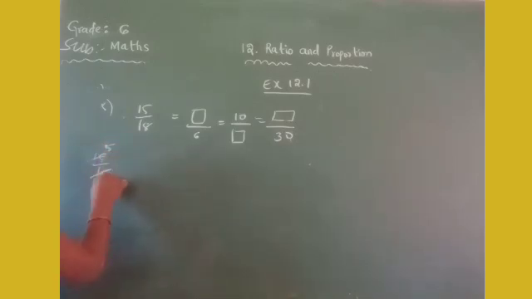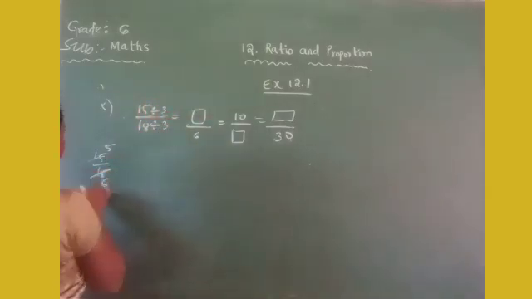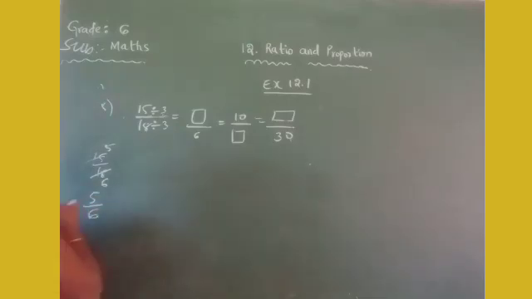3 fives are 15 and 3 sixes are 18. That means the numerator is divided by 3 and the denominator is also divided by 3. Then you will get 5 by 6. Okay, so here the simplest form is 5 by 6.